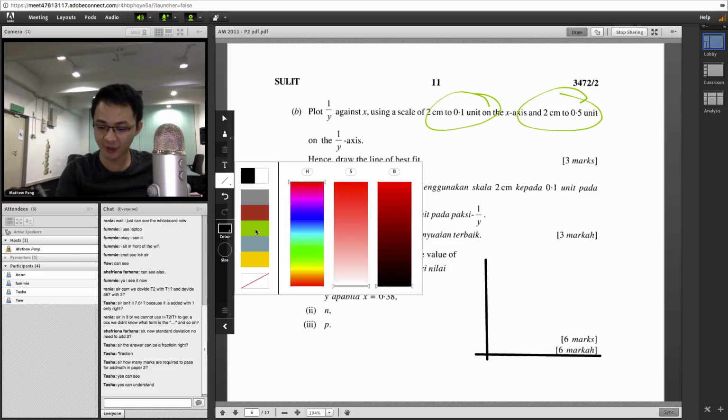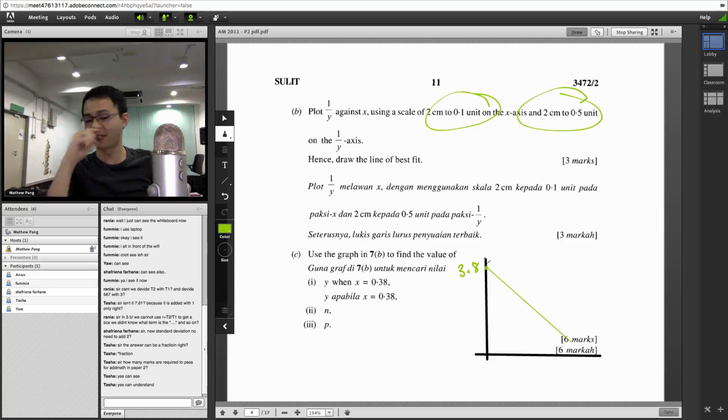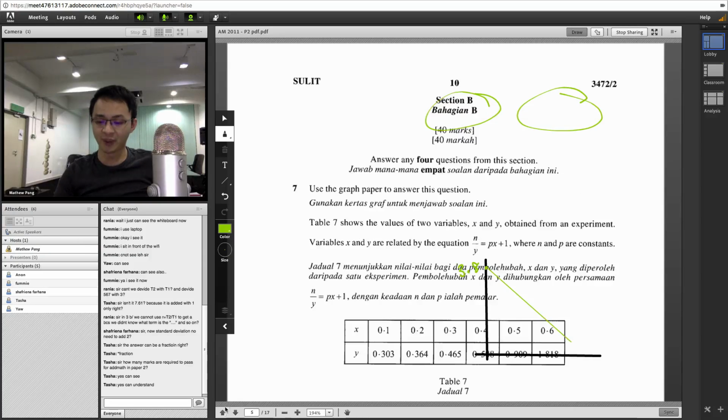Change color maybe. Yeah, you should have something that looks like this. And then it will actually touch the y-axis at a value of maybe 3.81 or 3.8, I don't know, depending on your graph. If you touch at 3.8, then you just write 3.8. If you touch at 3.9, you just write 3.9. It's okay.